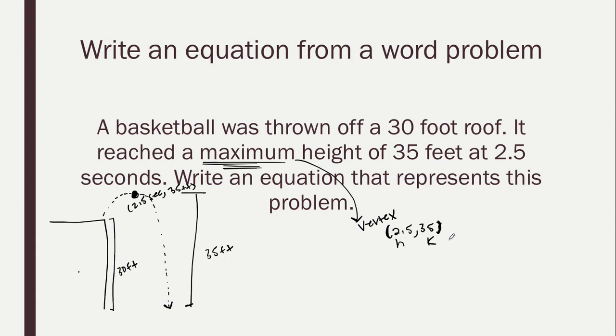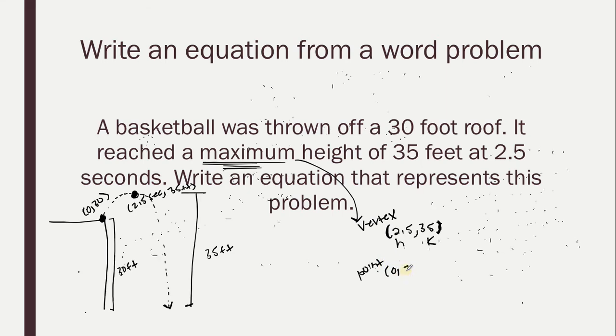I need another point. Let's reread the problem and see if we can figure out what the other point is. A basketball is thrown off a 30-foot roof. Okay, I see 30. But what else? At what time was that basketball thrown off that 30-foot roof? At 0 seconds, right? This would represent my y-intercept. At 0 seconds, the basketball was thrown off a 30-foot roof. So my other point, the point that it gave me, is (0, 30).